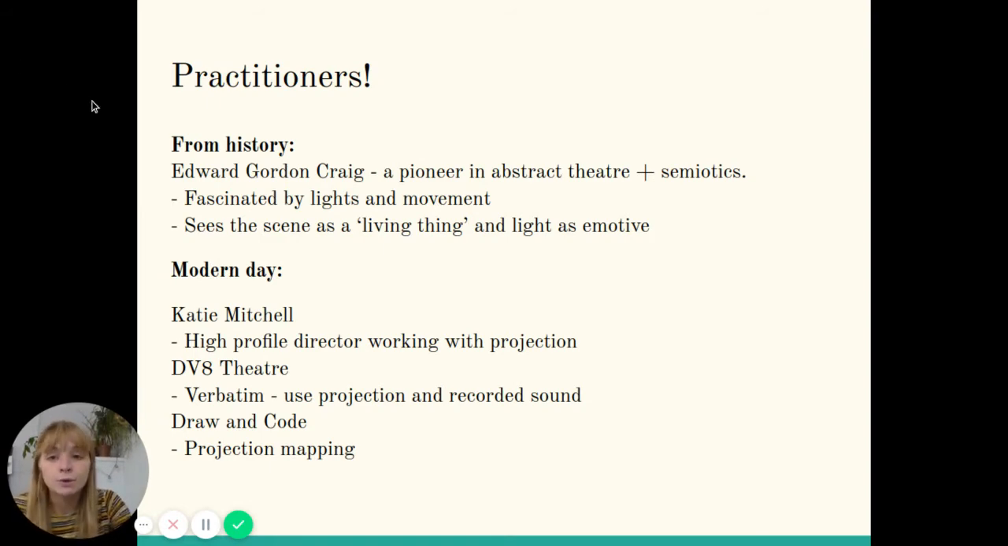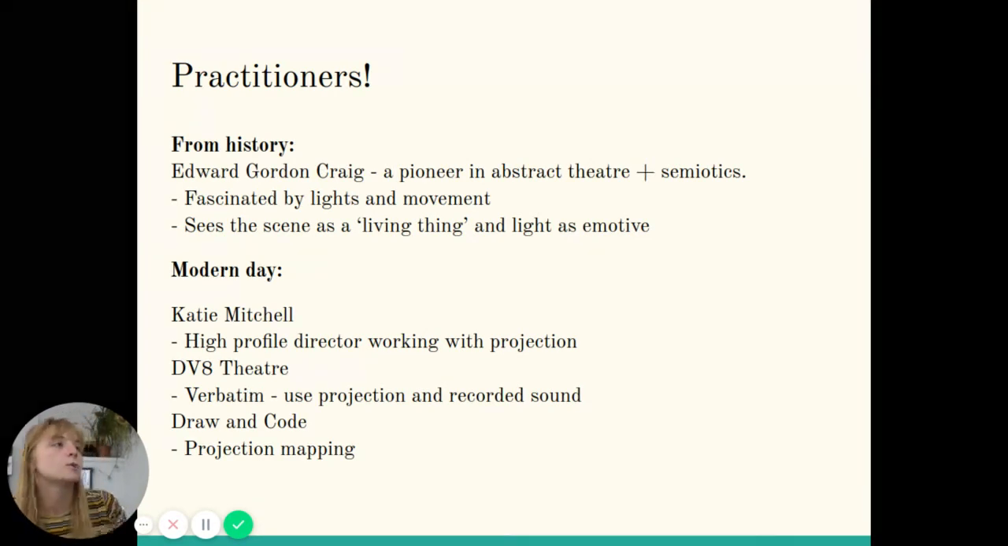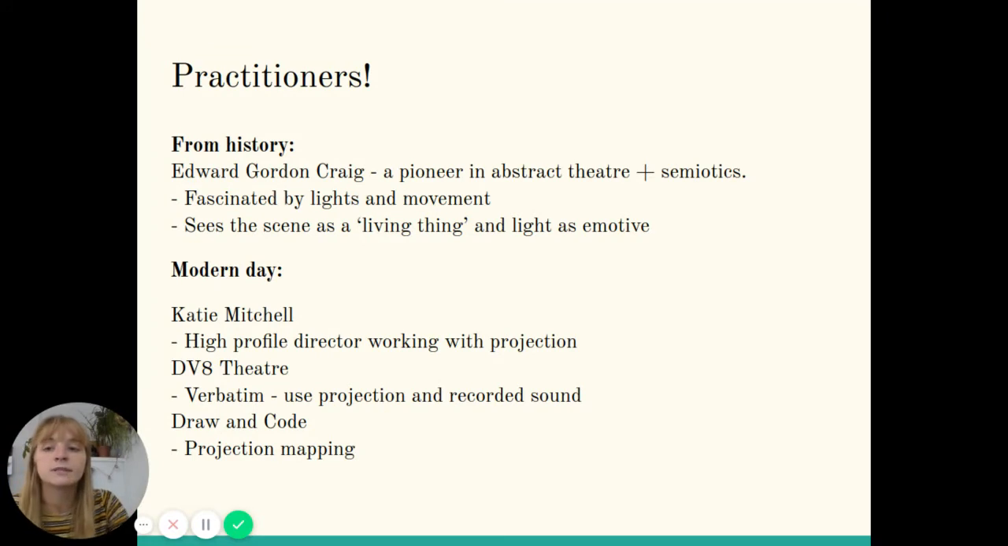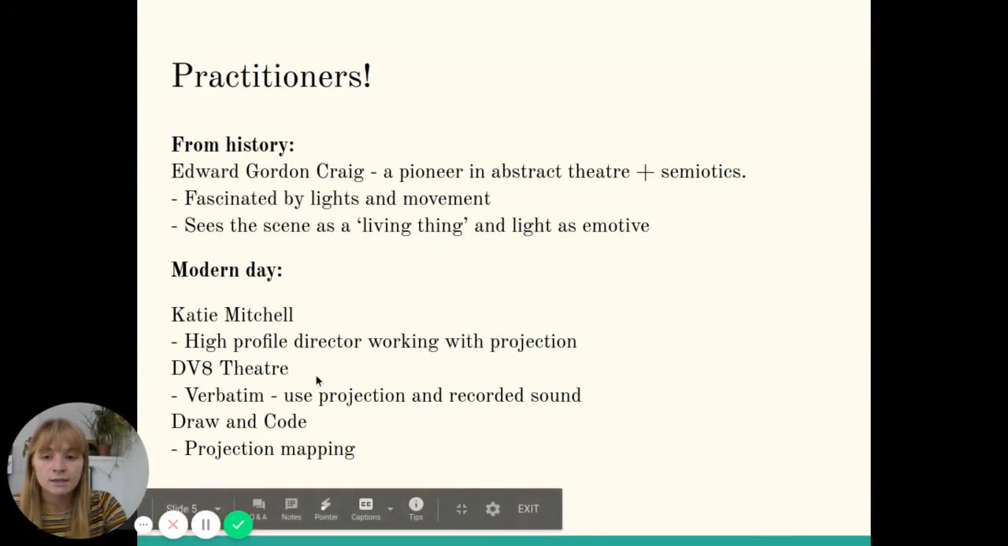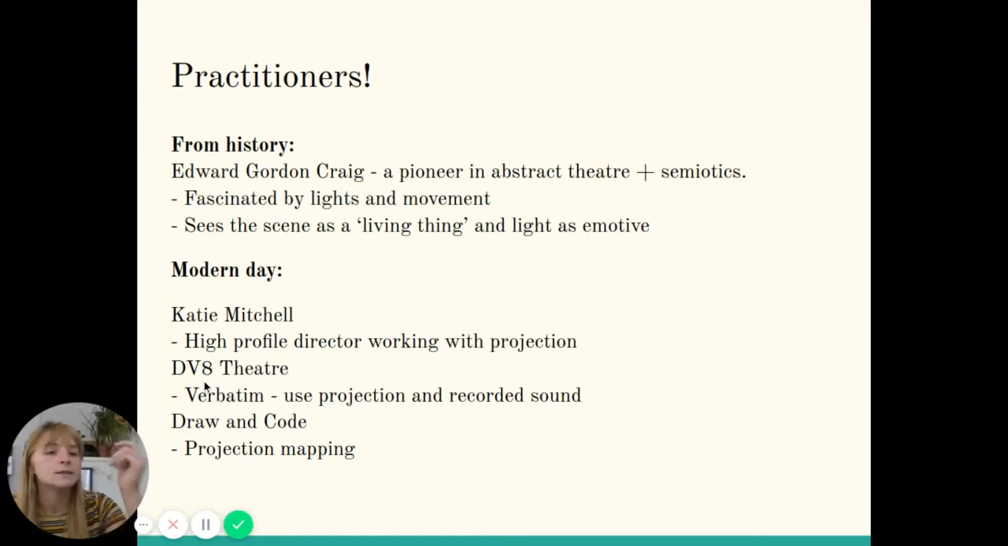So we've got Edward Gordon Craig, and then in the modern day, we've got a woman called Katie Mitchell, who's a brilliant director, and she works a lot with projection and with sound in her performances. We've got Deviate Theatre, who use verbatim theatre, so that's where you use somebody else's words. And in Deviate, they often have the words being spoken on a voiceover, and they use projection really frequently to be drawing attention to keywords.